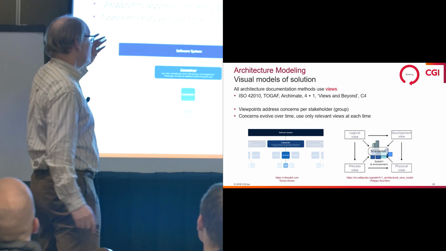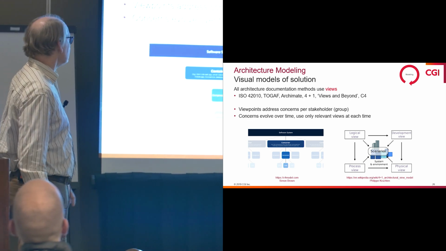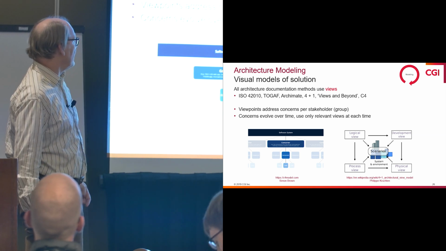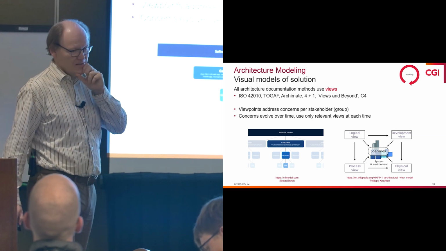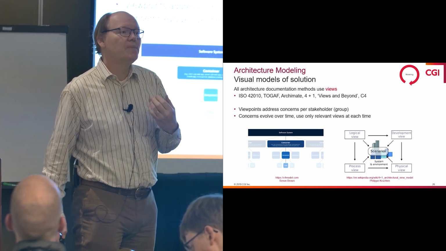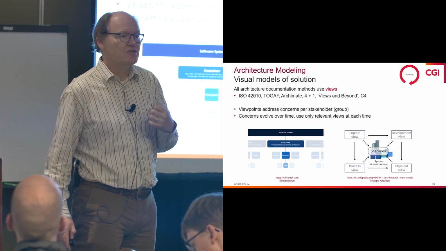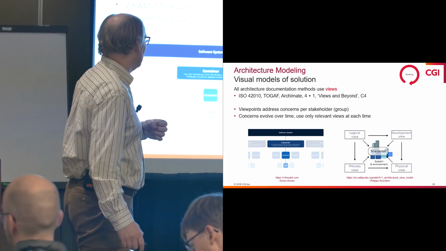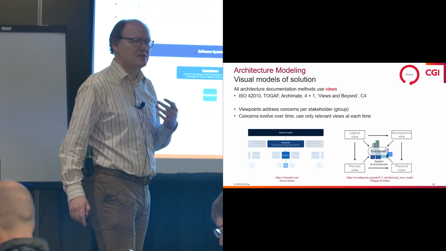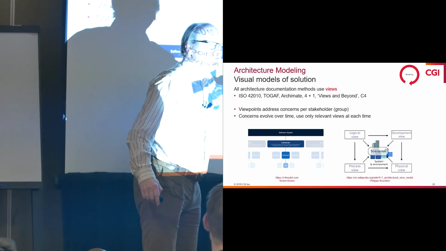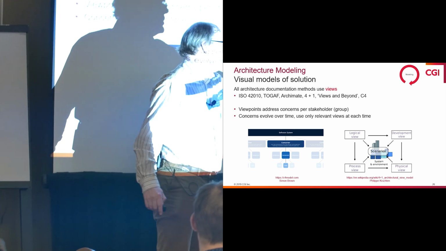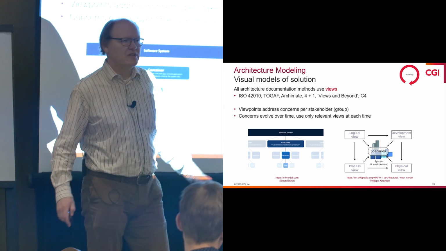How do we make visual models? Well, usually we use views for that. All architectural standards have this concept of views. And a view basically is a way for an architect or a designer to show that particular stakeholder concerns are addressed. The most famous is the 4+1 view model by Philippe Kruchten, where you have the logical view, development view, physical view, and process view, and in the middle the scenario view or the use case view.